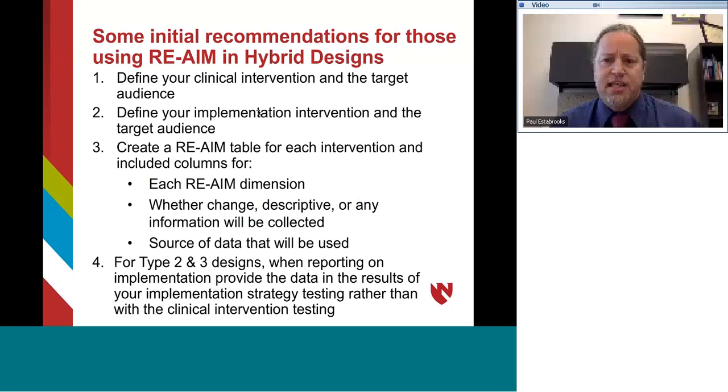You'd have a column that indicated whether you were attempting to intervene or change that dimension, whether you were attempting to describe it, or if it is beyond the scope of your study. And then a third column would give you a sense of the source of data that would be used across each of the dimensions. For type 2 and type 3 designs, where I think things can be the most confusing, a recommendation is, when you're reporting on implementation, provide the data in the results of your implementation strategy testing rather than with the clinical intervention testing, so you don't end up having to report these data that are, in essence, doubled up across your two interventions.